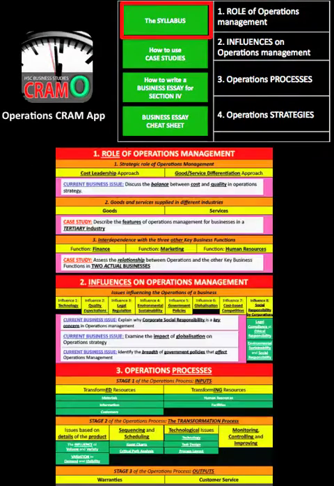So if you go to the Cram app and you go to the main page, there's a syllabus button. You can see that the syllabus there has been done in a kind of colorful way. It's been color-coded and it's been split up. That's the first page, there's a second page, but you can see you've got role of operations management, influences, and processes, and you can see the pink rectangles, they tell you which case studies go under which area.